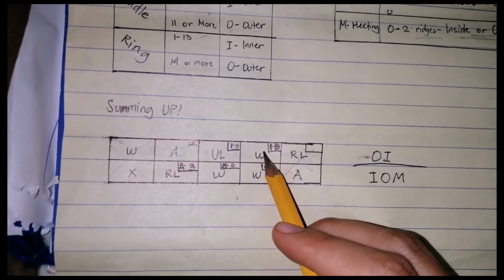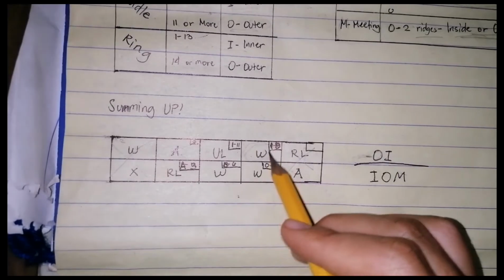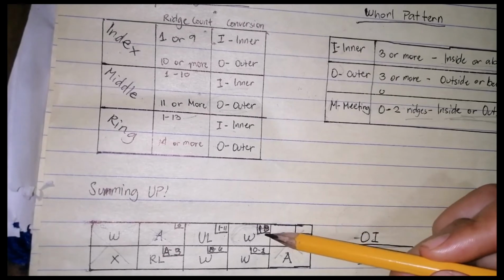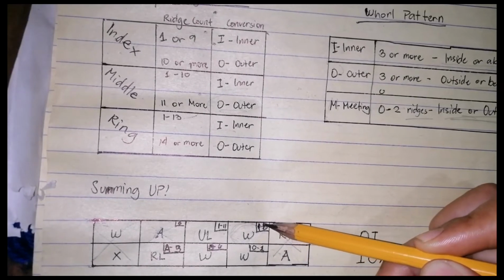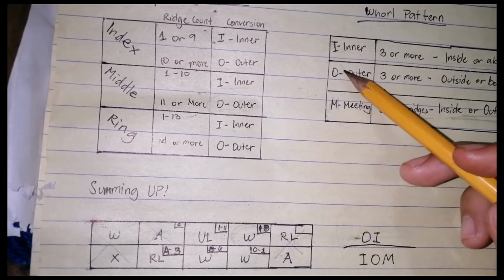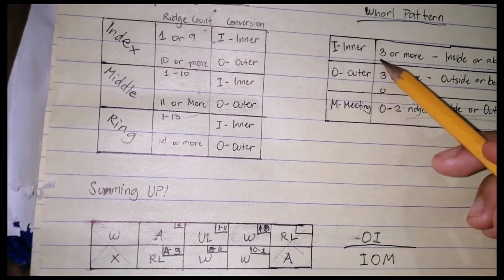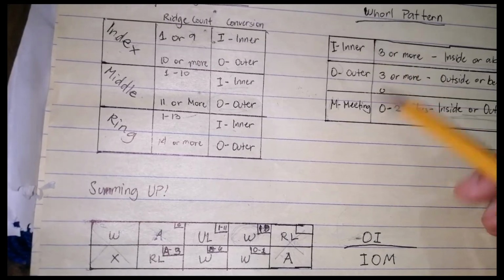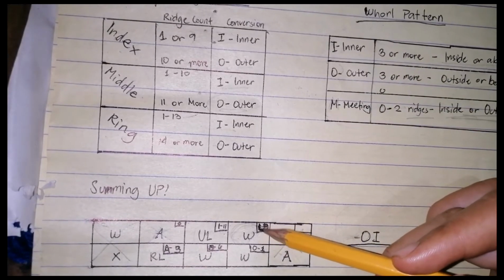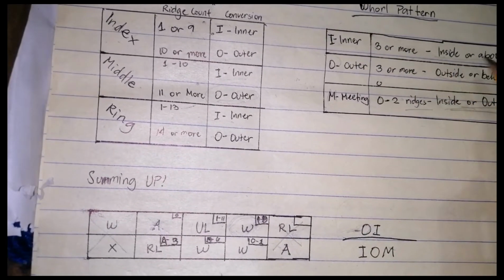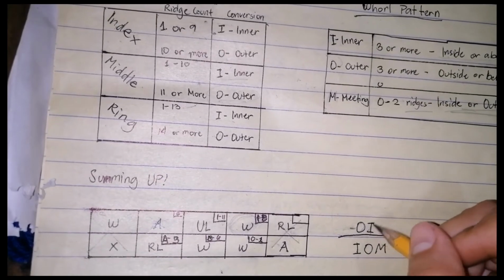Next, in the ring finger, we have a whorl, so we will find it in the whorl pattern. It has a ridge count of 8. This is 8, so it would be inner because it is 3 or more, and it has the symbol I, so it is inside or above, so we will put I in here.